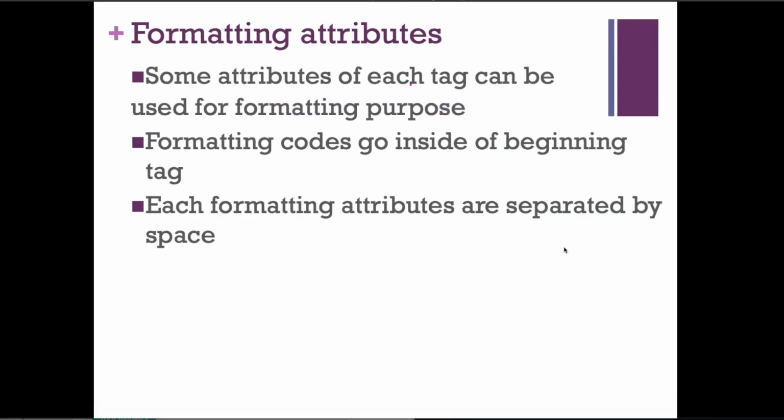So formatting attribute. Some attributes of each tag can be used for formatting purposes. Like I said, U for underline, B for bold, it's only for formatting purposes. Formatting code goes inside of the beginning tag. So the formatting tag is going inside of the beginning, which is a container tag. Right. Each formatting attribute is separated by a space. So this is what we did so far.